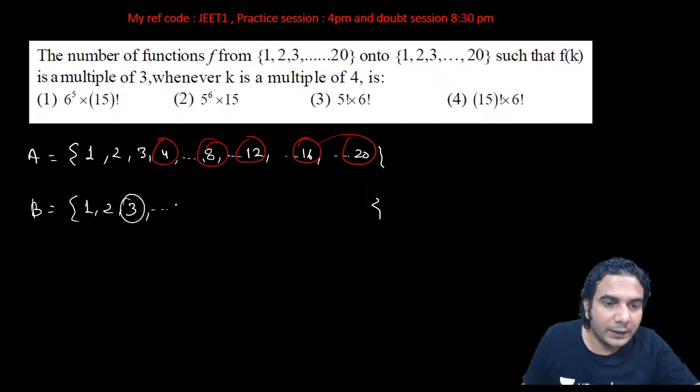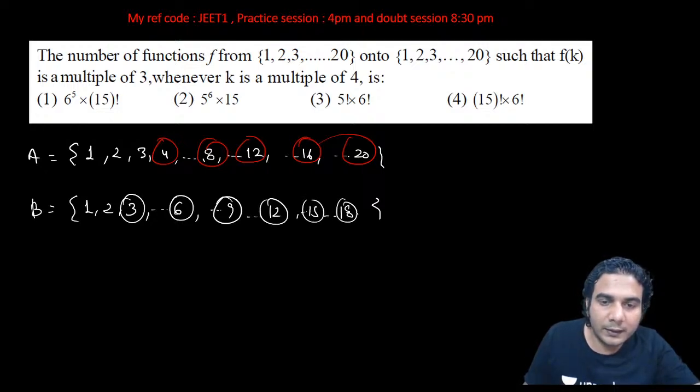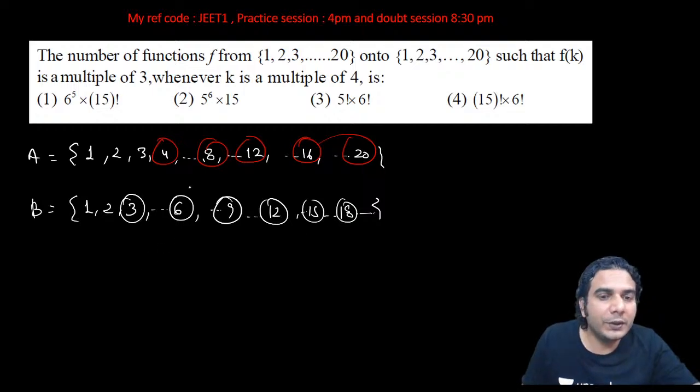So 3 and then 6, then 9, then 12, then 15, and then 18, and so on. All right, so these elements can map like these. You see, you have 20 persons, 20 chairs, right? So you need to map onto. So that means every person will pick one chair, right?